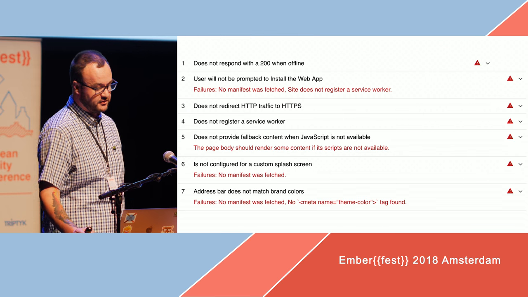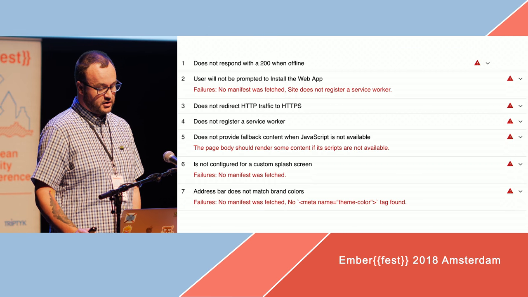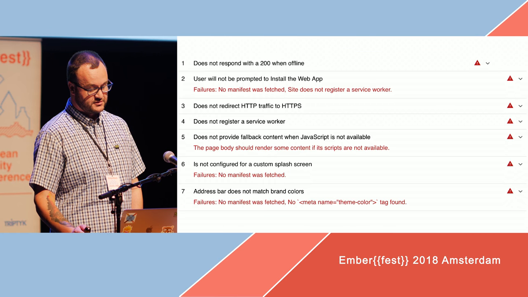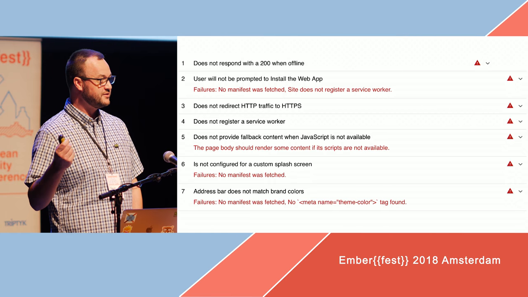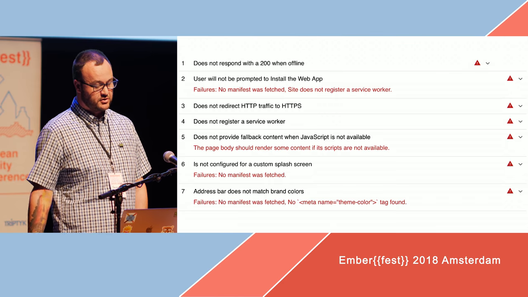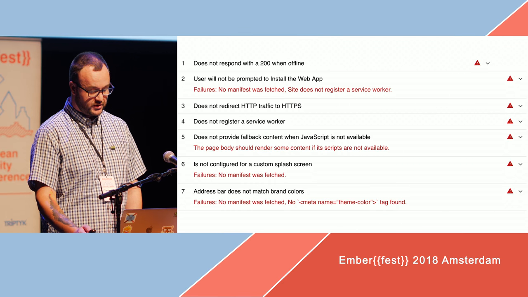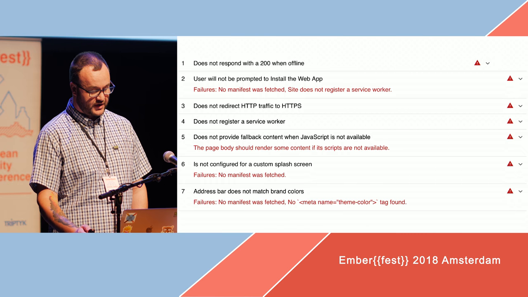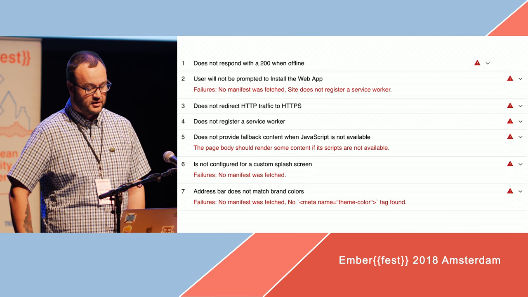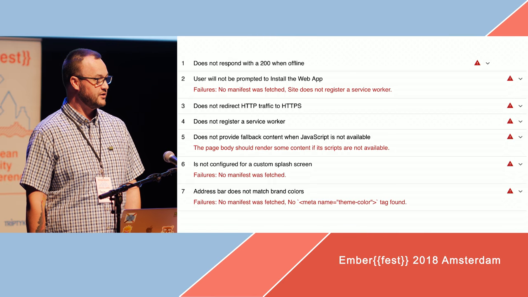But there's a whole lot we fail. So you can see some themes here. Offline access, there's some things in here referring to a manifest that we're gonna need to figure out. Service workers, so we're gonna need to deal with all of this. The first one I wanna deal with is that number five there, does not provide fallback content when JavaScript is not available. Luckily for us in the Ember ecosystem, this is something we can do much easier than some other ecosystems.